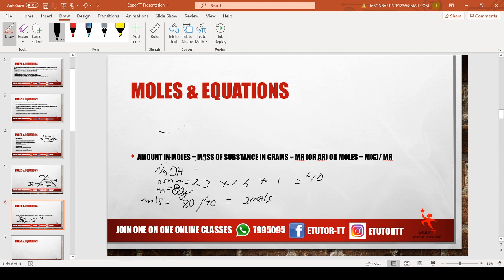So, again, let's recap this. We found the molar mass, which is 23 plus 16 plus 1, which gave us 40. They give us the mass of the substance as 80 grams. We divide the 80 by the 40, and we end up with 2 moles, just like that, in that order. Now we do another one.